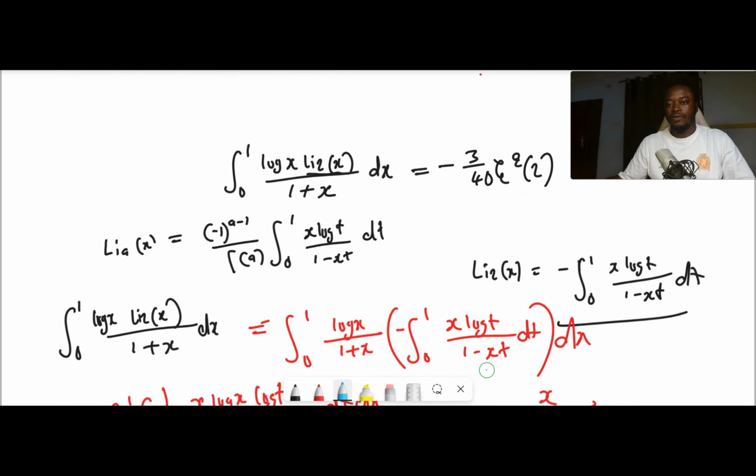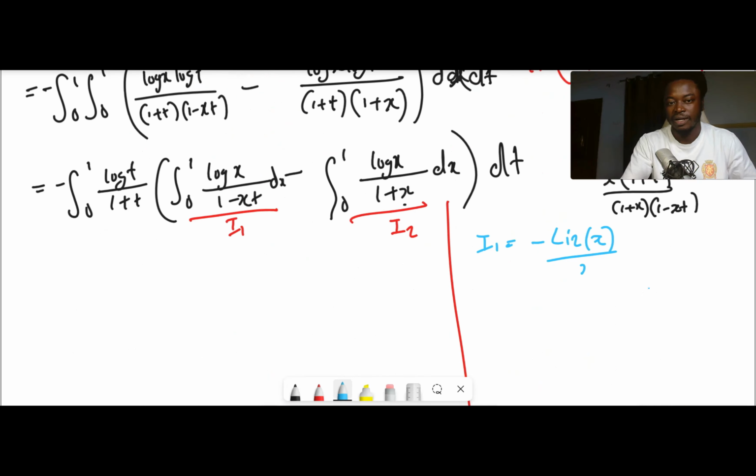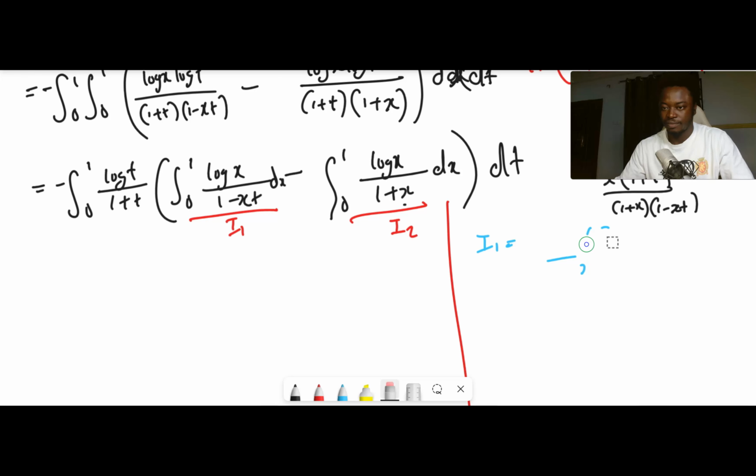You can see we said dilogarithm of x is the integral from 0 to 1 of x log t over 1 minus xt. So now if you come back to I1 and observe that the only term missing here is the t terms. So basically I1 is not going to be in terms of x, it's going to be in terms of t rather. So I1 here would be negative dilogarithm of t over t. So what about I2?